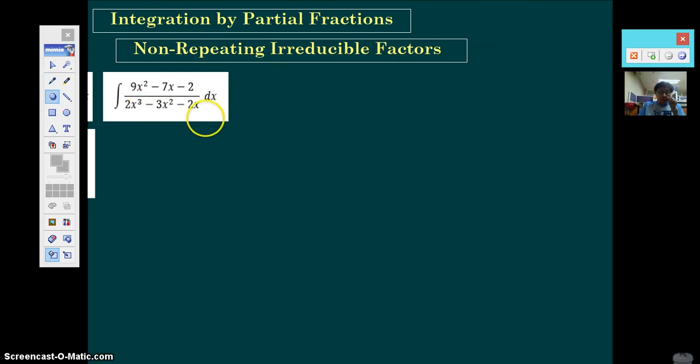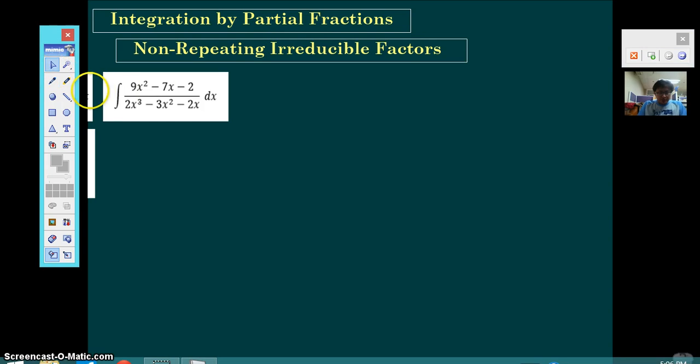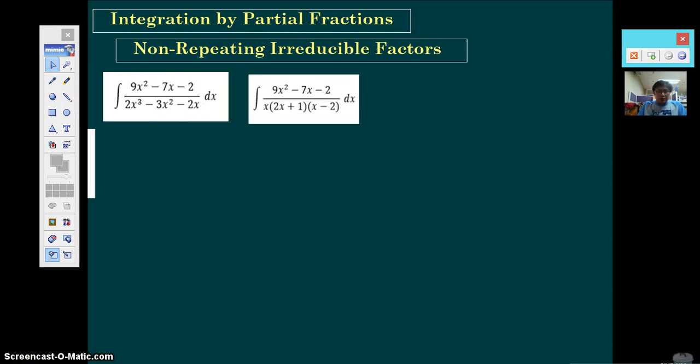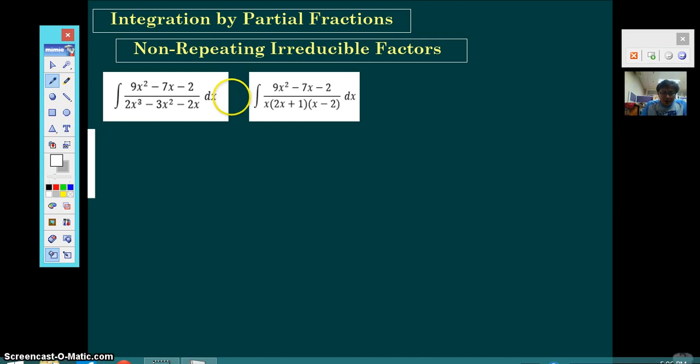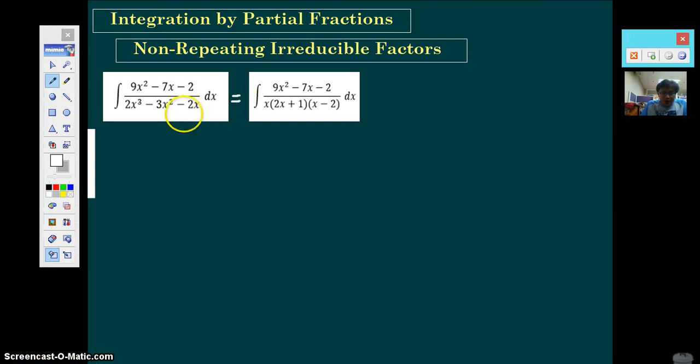Now, let's have this example, this given integral. The goal of this technique is to make this complicated fraction into a sum or difference of simpler fractions. That's why it's called partial fractions. The first step is always to factor your denominator, and I already prepared it. So the denominator is now factored.